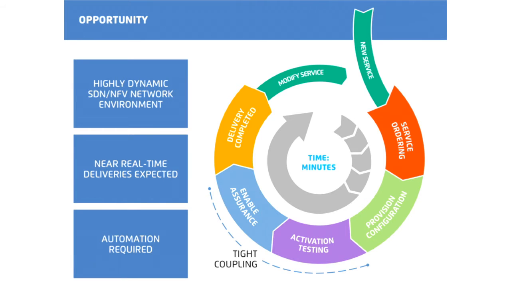So the opportunity here is to decrease times down to minutes, both when it comes to new deliveries as well as for changes and updates and modifications of existing services that has been already delivered. And the key here, again, is to tightly couple fulfillment and assurance using direct measurement methods from a customer's perspective and drive this whole thing from an orchestrator. And you will now learn how to get there. So, Stefan, please take it away from here.